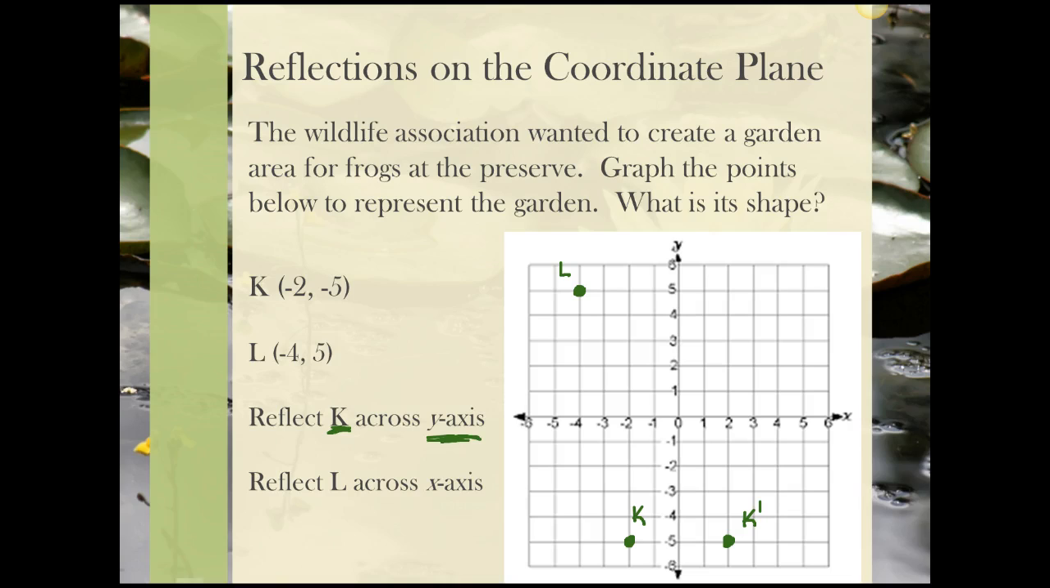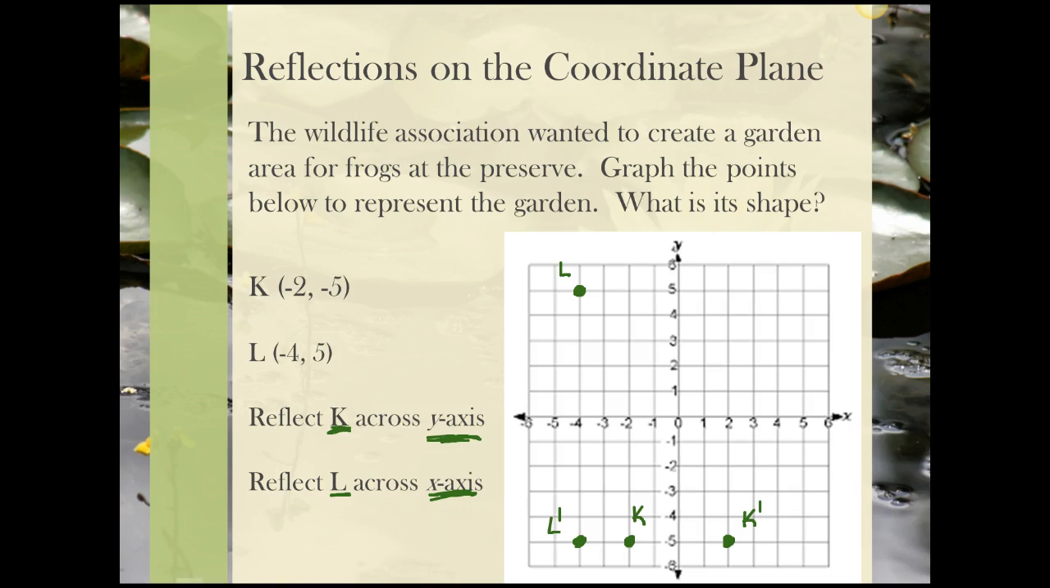Then finally, we want to reflect L across the x-axis. This is not turning out as I would have expected. We will go -4 and down 5 because we need to go across the x-axis. I'll go ahead and mark my point and label it L prime.